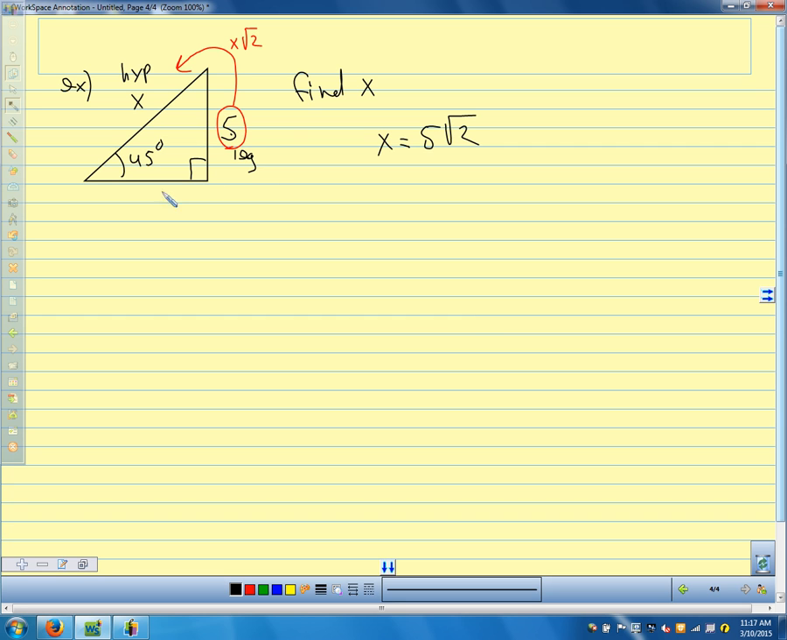What if this problem had a y here? What would y be? It'd be 5, right? These two sides are the same. The legs are the same. So y equals 5. The two legs are the same on a 45, 45, 90. The hypotenuse is square root of 2 times. All right, let's do one where we have to do a little more work.